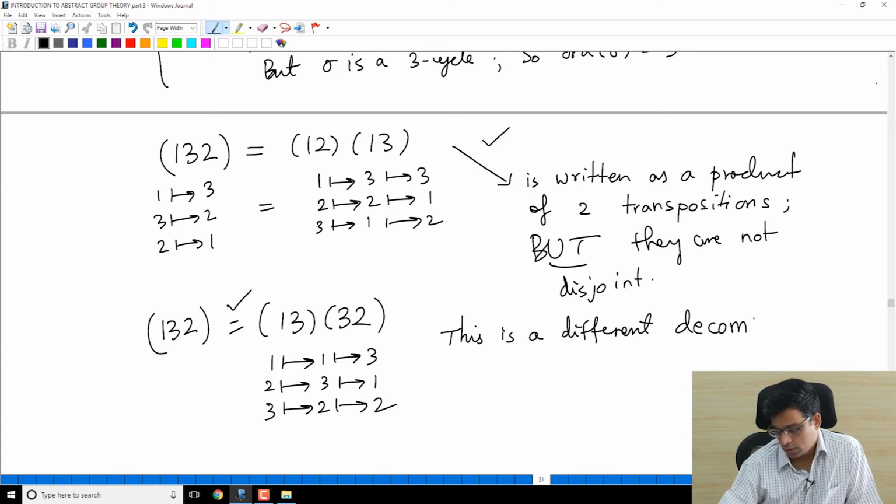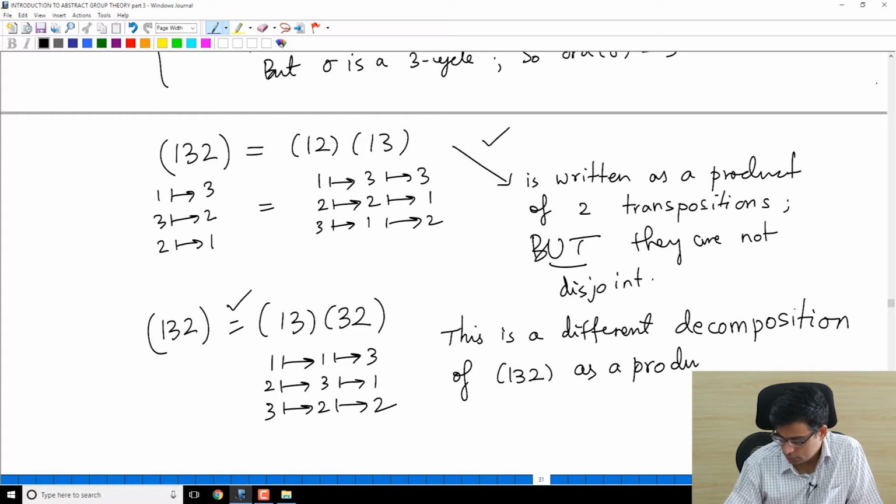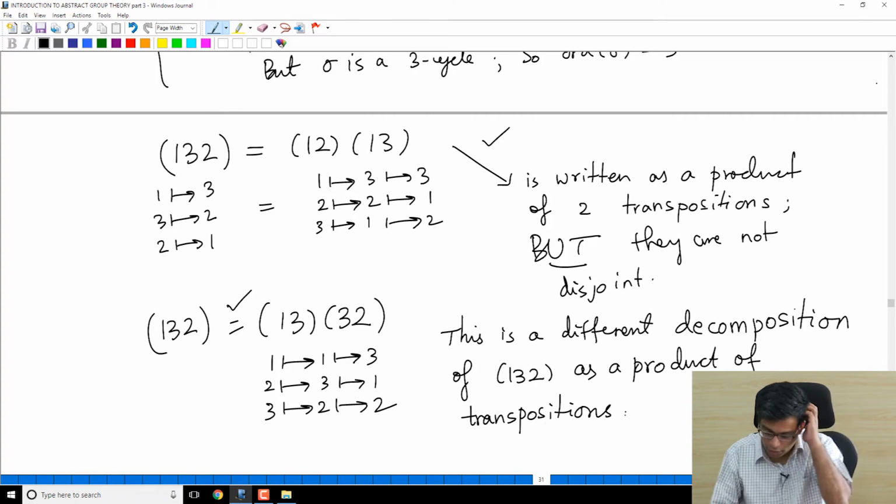So this is a different decomposition of the same permutation, namely (1 3 2), as a product of transpositions. Certainly it's different, because it's (1 2) and (1 3) here, and (1 3) and (3 2) there. So different transpositions appear in this. So these are different decompositions. But again, it's not disjoint, right? 3 is common to both.